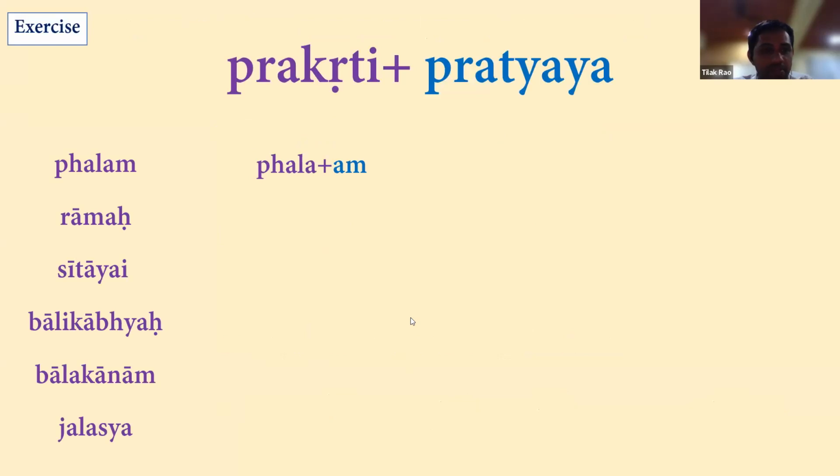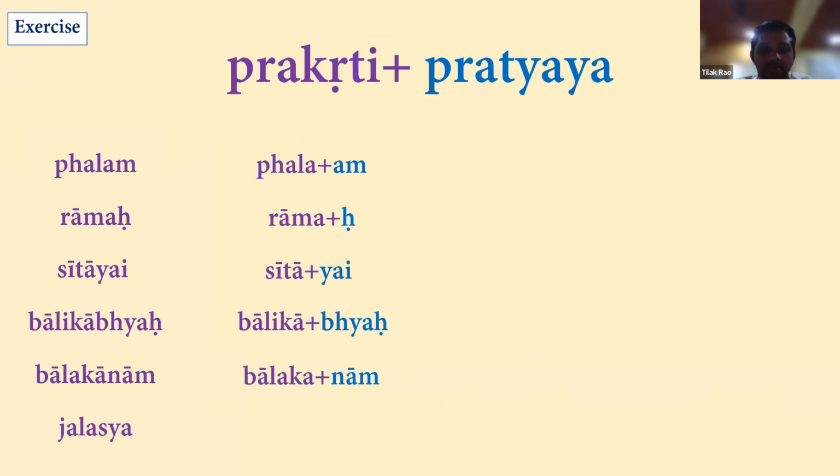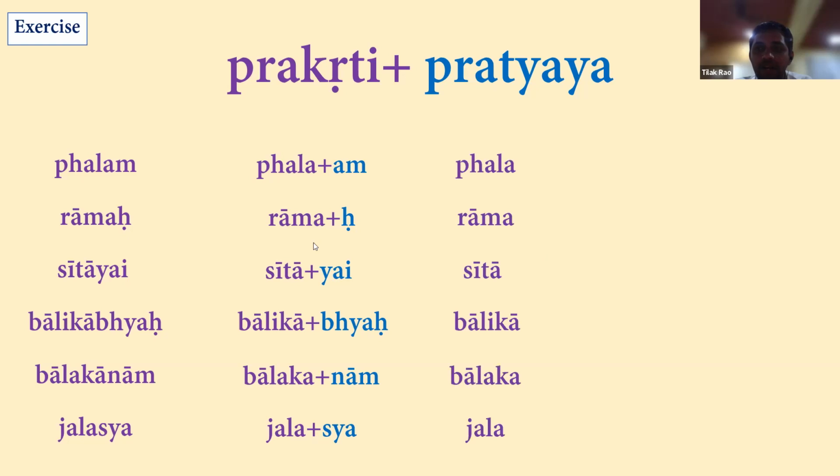I will show some examples. For example: phalam, ramaha, sitayai, balikabhyaha, balakan, jalasya, which I showed in the beginning also. These are words. We are dividing them into prakriti and pratyaya. Phala, rama, and the endings ha and ai are the pratyayas. Phala, rama, etc. are prakritis. So these are the prakritis, phala, rama.